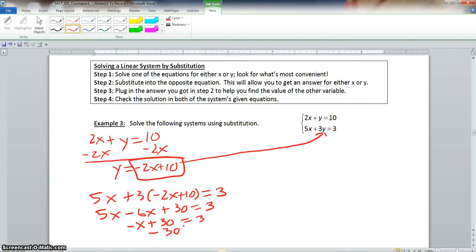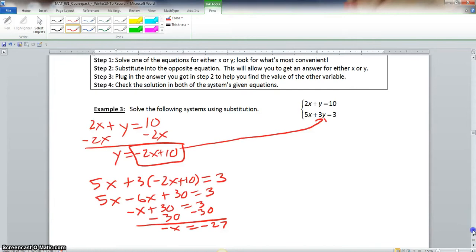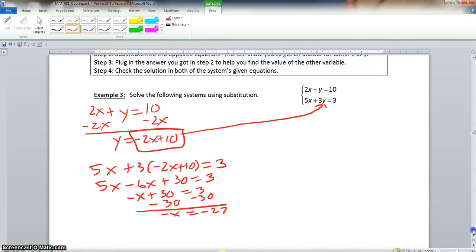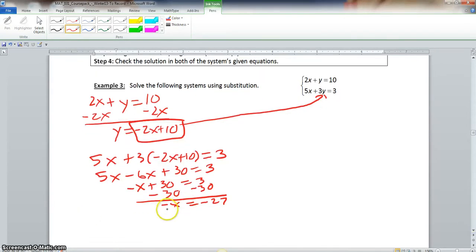So we will subtract 30 on both sides. And we will have negative x is equal to a negative 27. Now, we need to get the negative off of the x. So we would divide each side by negative 1. And we will have x is 27.